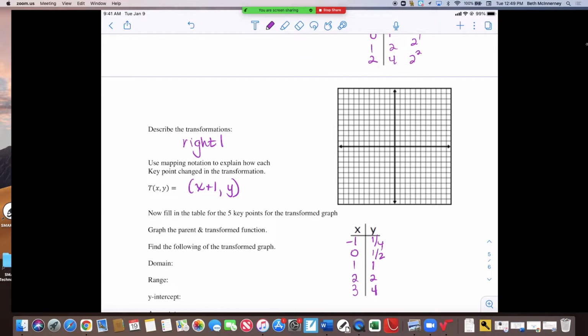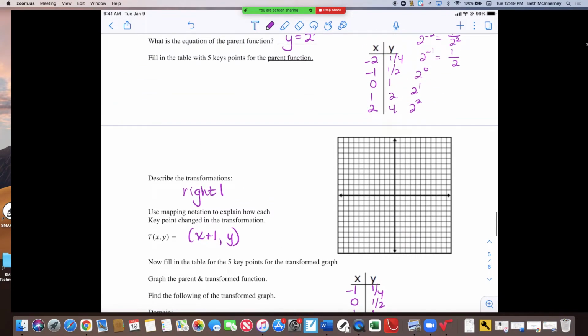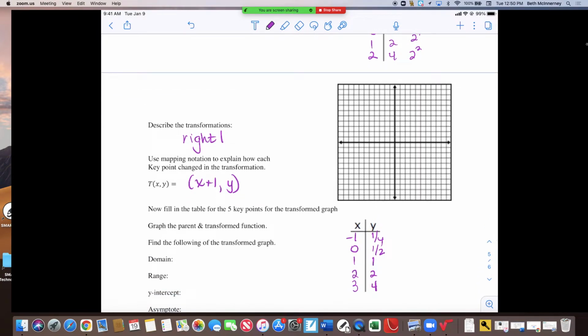Do you see the parent function? This is -2, -1, 0, 1, 2. I'm moving right 1. So that means I take every x value and I add 1 to it. -2 plus 1 is -1. -1 plus 1 is 0. 0 plus 1 is 1, and so on. All right, so let's plot this.